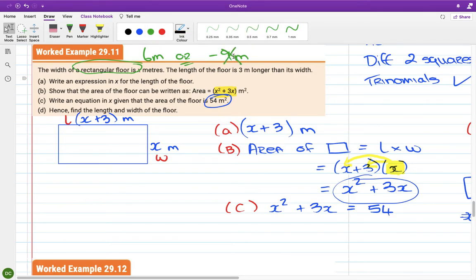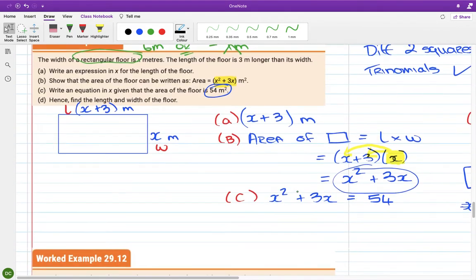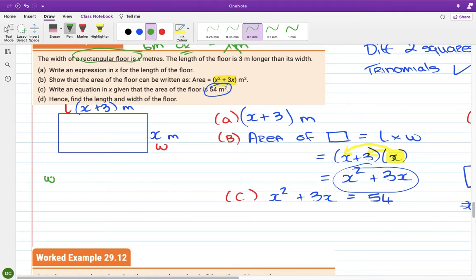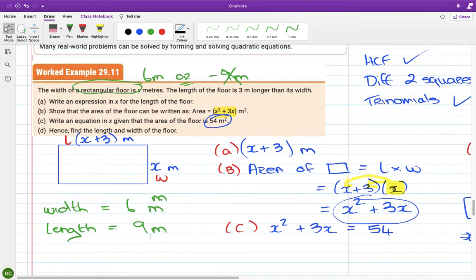So this answer, you would go back over here and you would reject it because it doesn't make sense in the context of this question. So that means the width of the floor is 6 meters and the length of the floor, which was 3 longer, is 9 meters. And that's part D. Okay, so it's just a quadratic equation. It's just that it takes you longer to get there because you have to sort of develop the equation yourself.